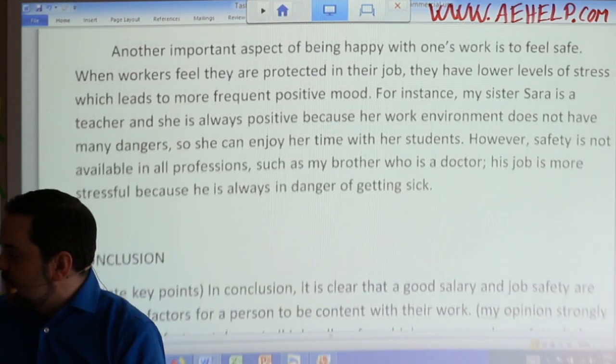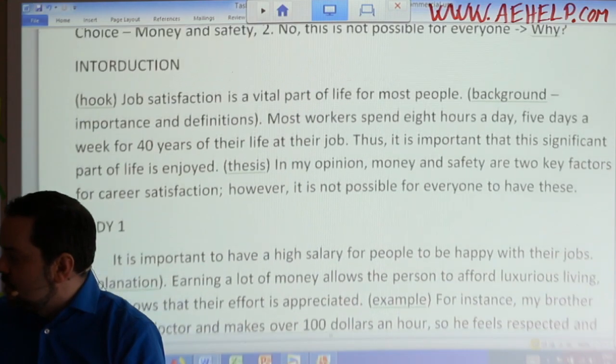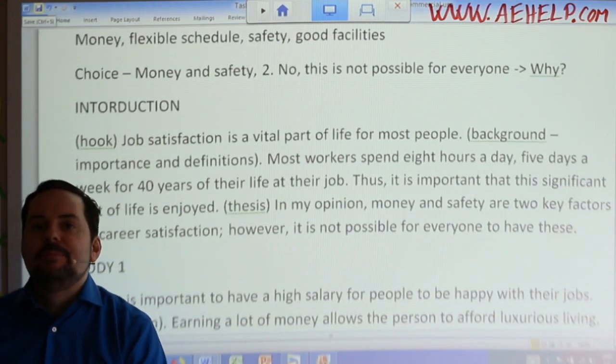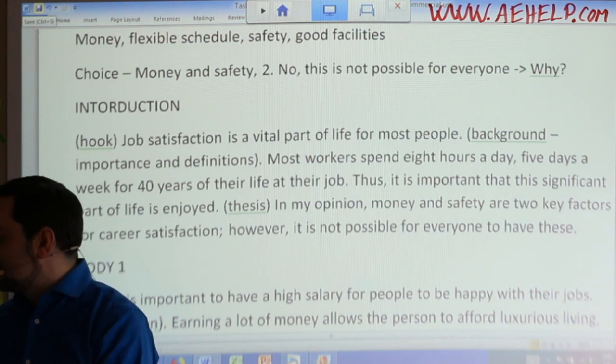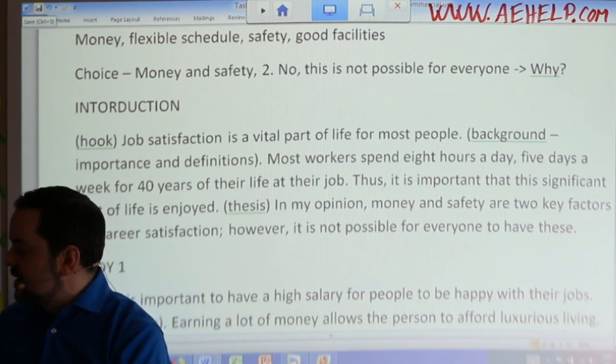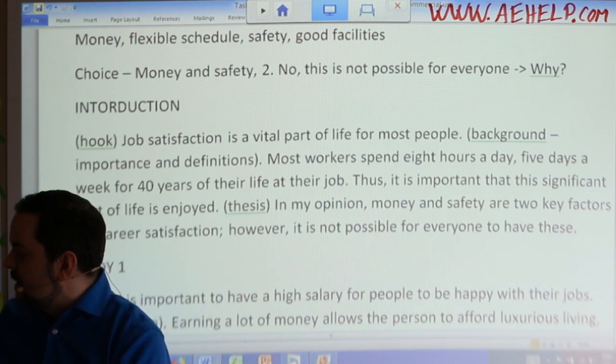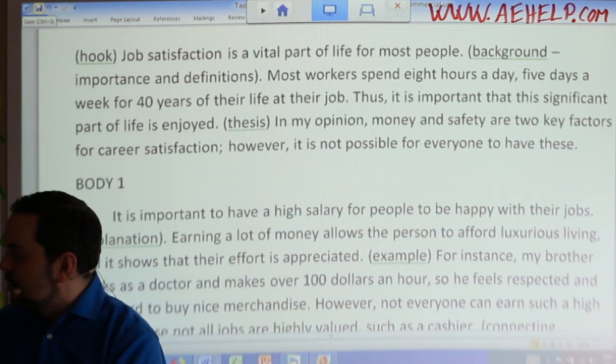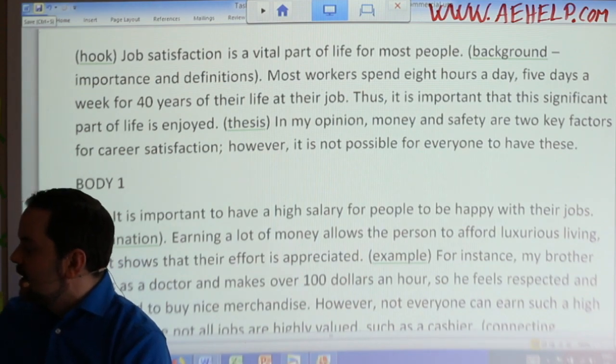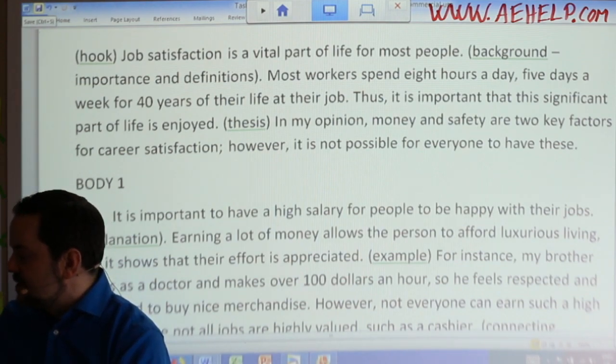All right, let's just read it from the beginning, make sure it's good, make sure we're satisfied, and we're happy that we're going to get at least a band score 7. All right, introduction. Job satisfaction is a vital part of life for most people. Most workers spend 8 hours a day, 5 days a week for 40 years of their life at their job. Thus, it is important that this significant part of life is enjoyed. In my opinion, money and safety are 2 key factors for career satisfaction. However, it is not possible for everyone to have these.